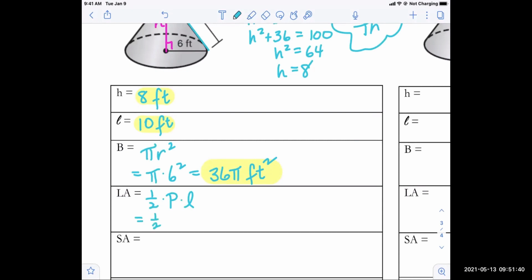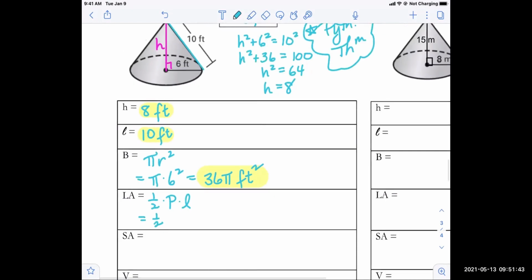So 1/2, the perimeter would be what? 2 pi times 6. And then what's our slant height? 10. Now, I want to see these calculations. I want you to write down what you're doing. I don't want to just see an answer, because if you try to do it in your head, you're likely to make a mistake. I need to see what things you're multiplying. Okay. The 1/2 and the 2 just cancel each other. All right. So that'll give you 60 pi feet squared.